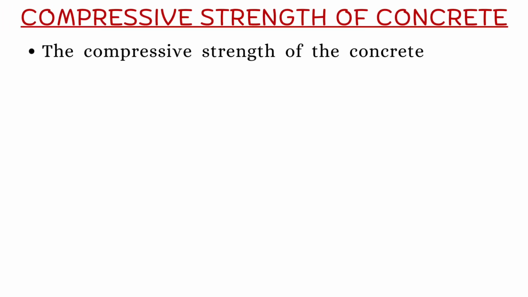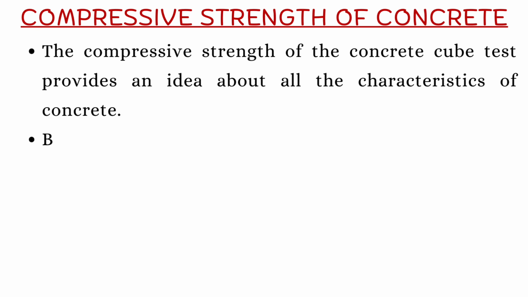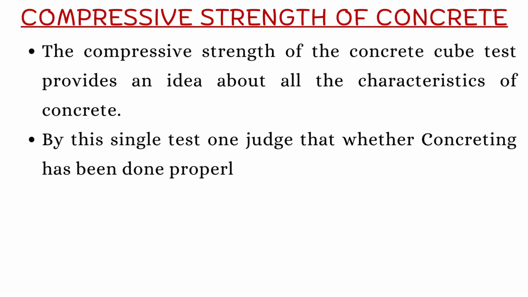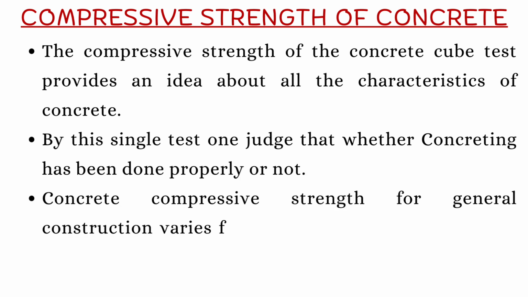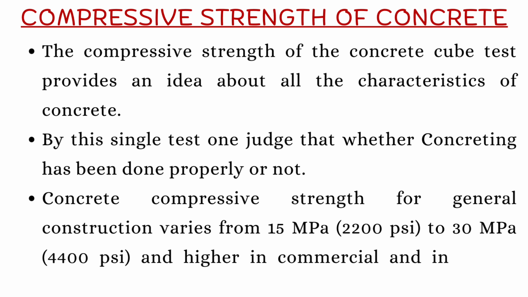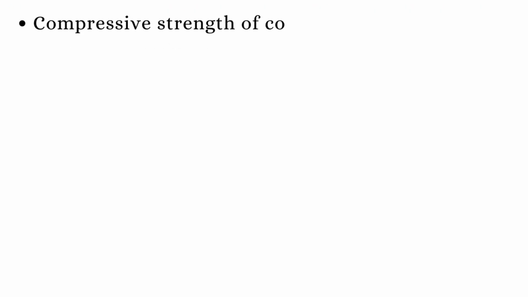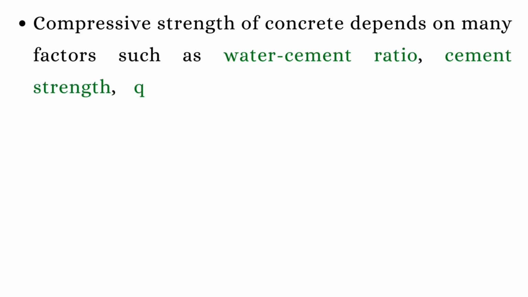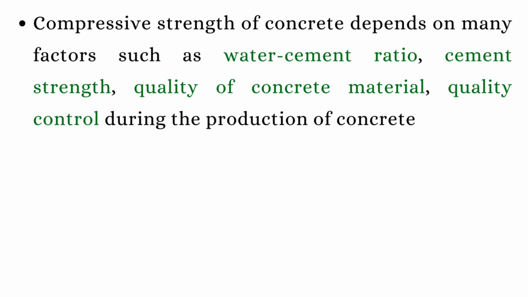The compressive strength of the concrete cube test provides an idea about all the characteristics of concrete. By this single test, one judges whether the concreting has been done properly or not. Concrete compressive strength for general construction varies from 15 megapascal to 30 megapascal and higher in commercial and industrial structures. Compressive strength of concrete depends on many factors such as water-cement ratio, cement strength, quality of concrete material, quality control during the production of concrete, etc.